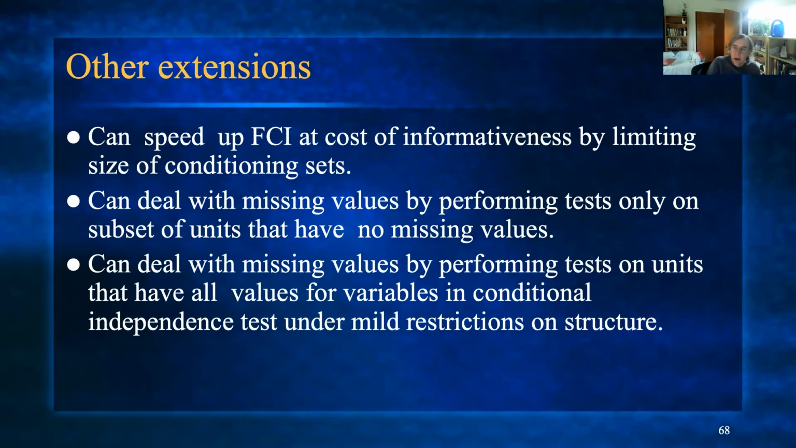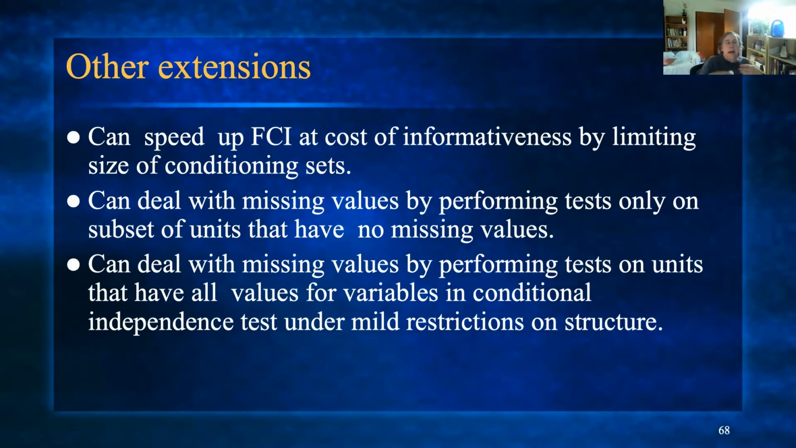But the price that I always pay is that I'm slowing down the algorithm and I'm getting less information out. Before I used to say this variable is an ancestor of that variable. But now I'm just saying this variable is an ancestor of that variable, or it's an ancestor of some selection variable. That is a variable that I've conditioned on in order to get into my sample.